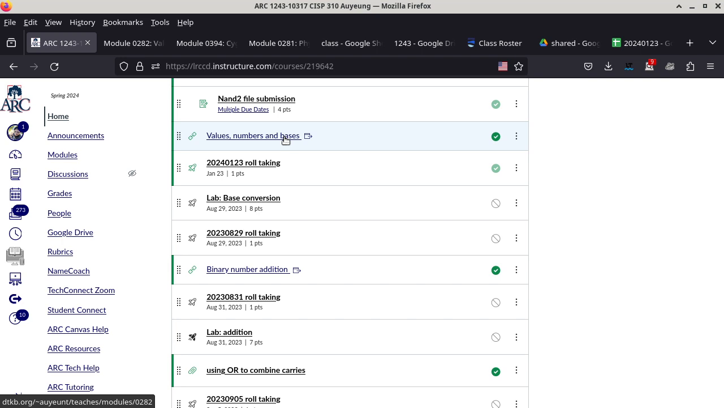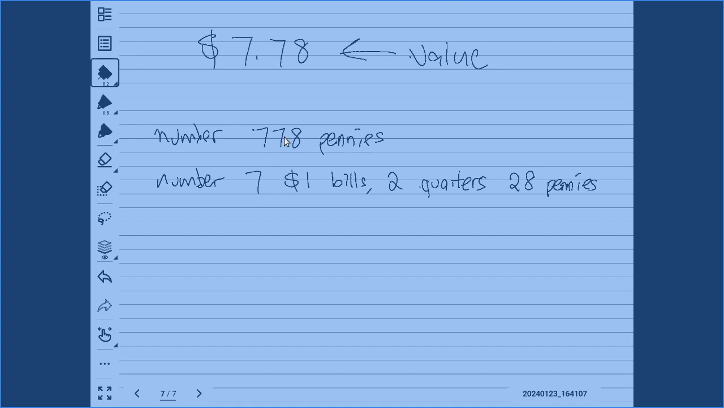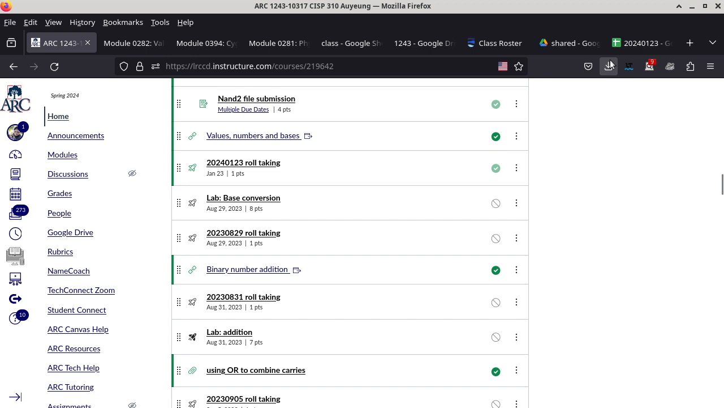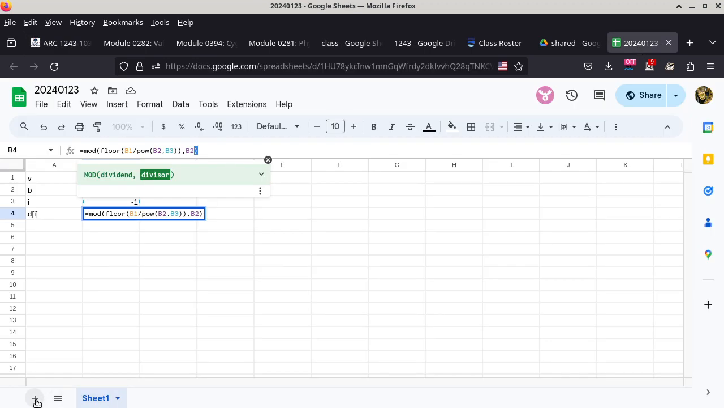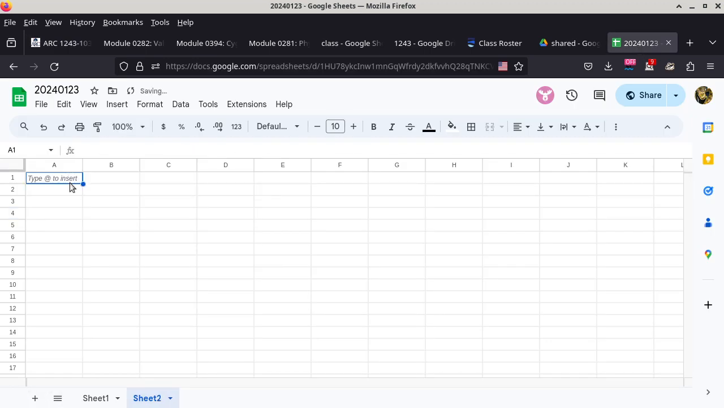In binary, let's do 0.9 in base 2, and we're going to use a spreadsheet to do it. I'm going to reuse the spreadsheet that we already had and start a new sheet. This time I'm going to arrange things in rows. So V equals the value, which is 0.9 in base 10, and the base is 2, because we want to convert it to base 2. We'll start with digit I being 0, and then we'll deal with digit negative 1.